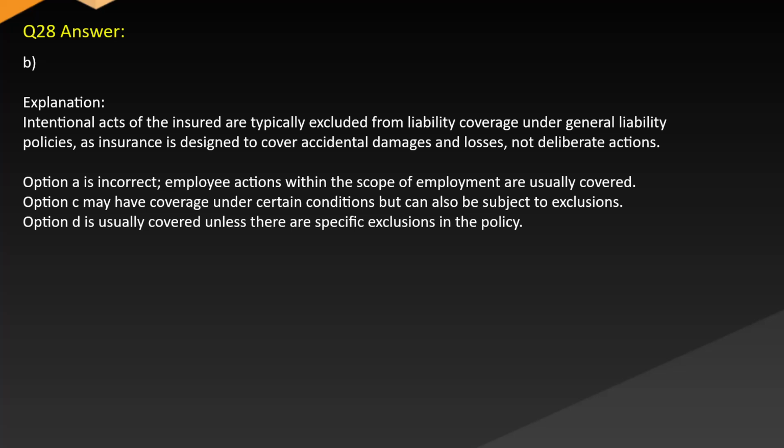Answer B. Explanation. Intentional acts of the insured are typically excluded from liability coverage under general liability policies, as insurance is designed to cover accidental damages and losses, not deliberate actions. Option A is incorrect. Employee actions within the scope of employment are usually covered. Option C may have coverage under certain conditions but can also be subject to exclusions. Option D is usually covered unless there are specific exclusions in the policy.